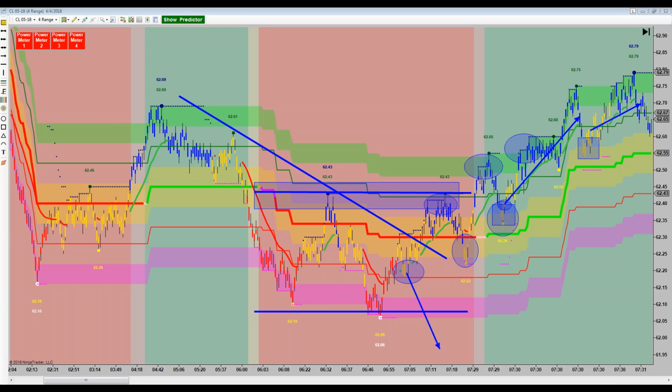Oh wait, it's not moving. Nobody was typing anything in, and I was advancing the chart because the chart is paused. Oh, what an idiot! Sorry, sorry.